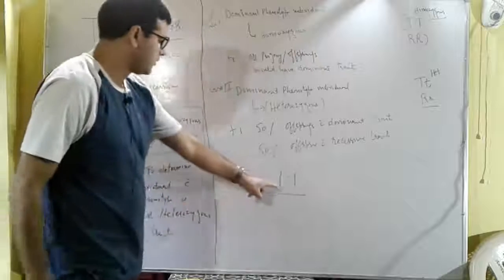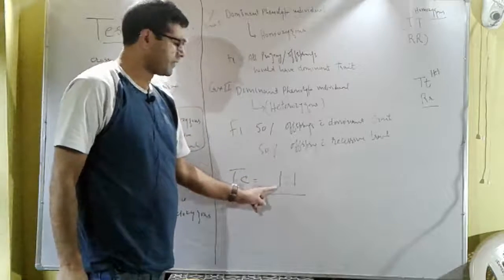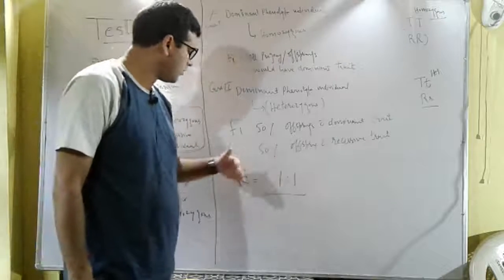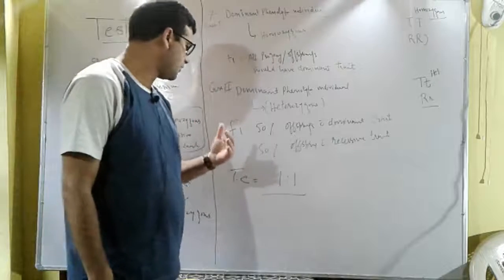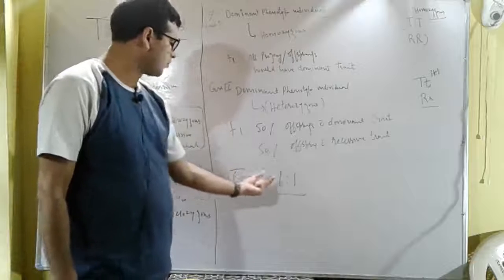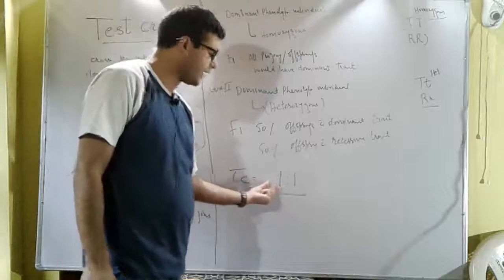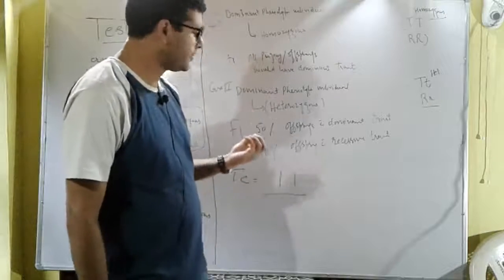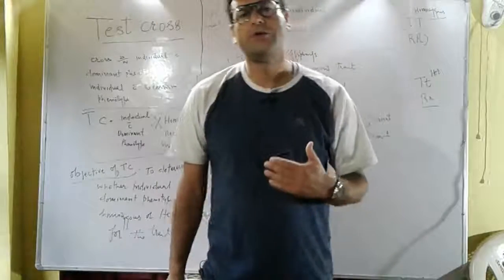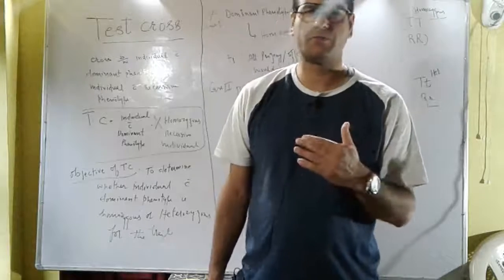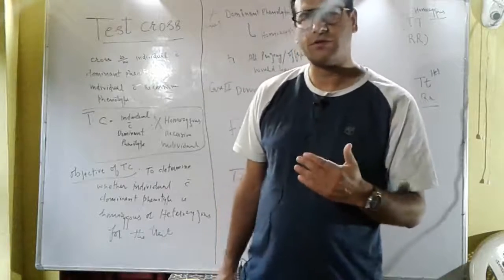That means the ratio of offsprings or the ratio of progeny in case of test cross would be 1:1. That means 50% of the progeny would have the dominant trait, and 50% of the progeny or 50% of the offsprings would have the recessive trait.